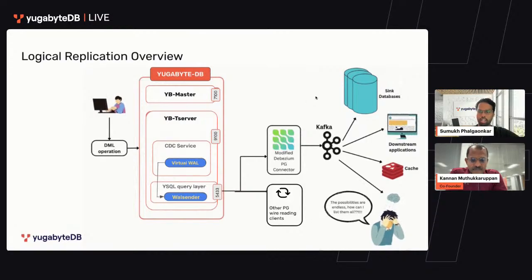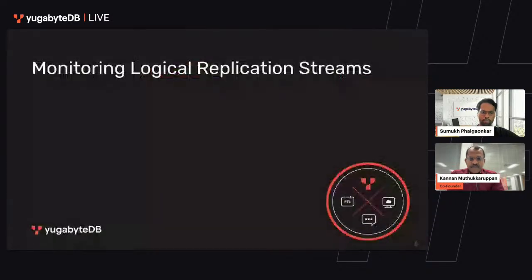Now, this is a brief overview of logical replication. Let us say you have already set up a logical replication stream using YugabyteDB. How do you monitor the health of such streams? To do this, there are two capabilities that YugabyteDB provides. The first one is server-side metrics, which will be displayed in dashboards on your YugabyteDB Anywhere UI.